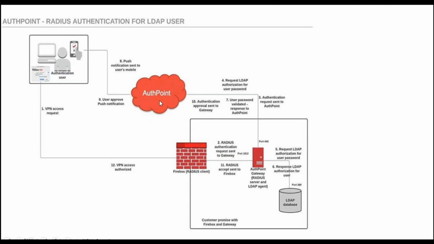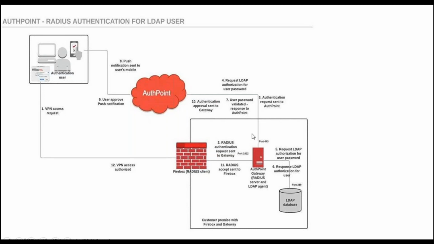Now, AuthPoint, because we want to tell AuthPoint in the cloud that this username and password is actually part of an Active Directory group, the request of the LDAP authorization for the user password is sent back to the AuthPoint gateway agent that is installed on the internal network. That gateway agent is going to send the request to the LDAP database or the Active Directory, and then we will have the response, the authorization for that specific user. This information is going to be sent back here and say, okay, the user password has been validated. Please send the response to AuthPoint.